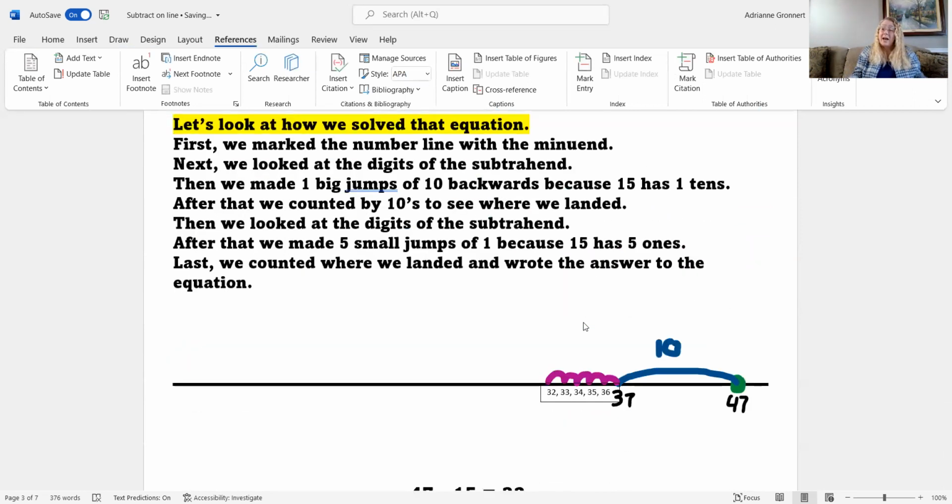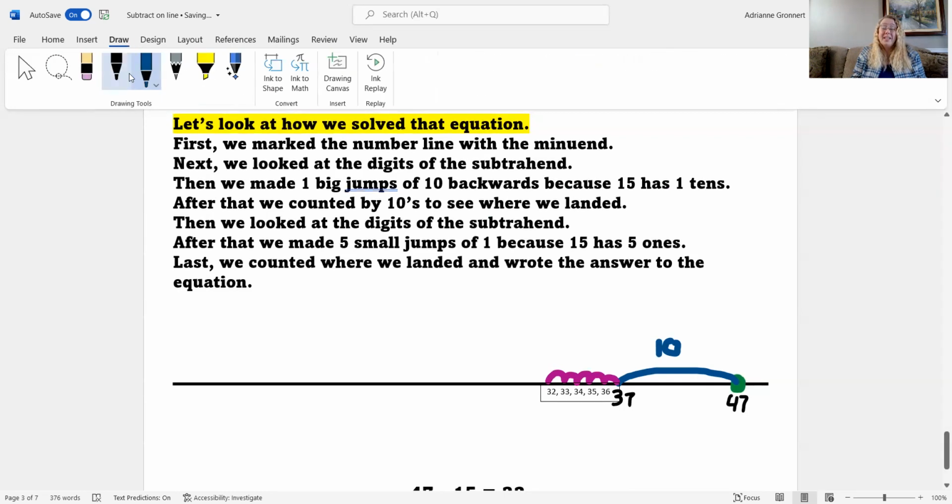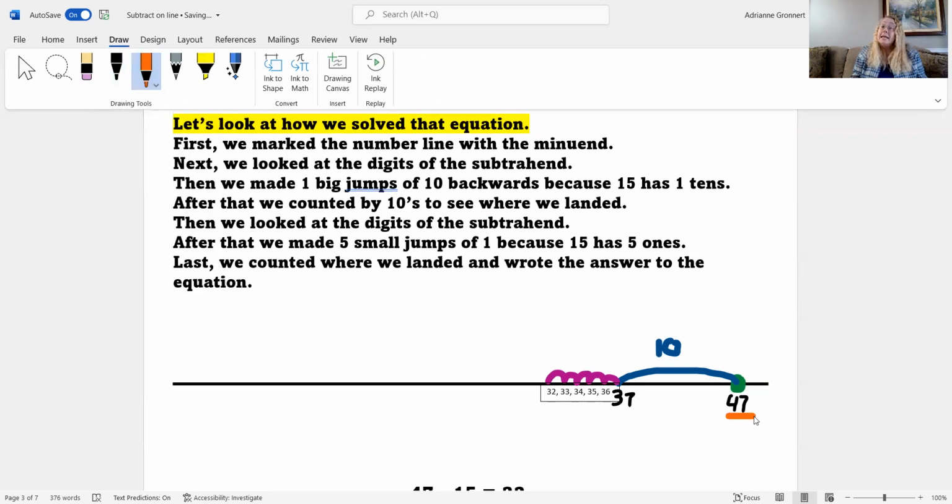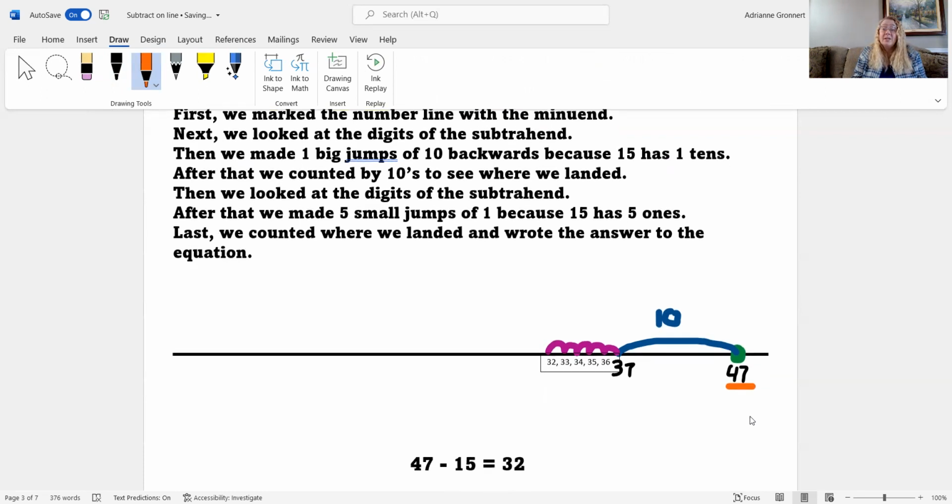Okay, so now let's look at how we solved that equation. First, we marked the number line with the minuend. Do you remember what the minuend is? That's right, it's the first number in the equation. So 47. Next, we looked at the digits of the subtrahend, 15. And we made one big jump of 10 backward because 15 has one 10. After that, we counted by tens to see where we landed, and that was on 37.